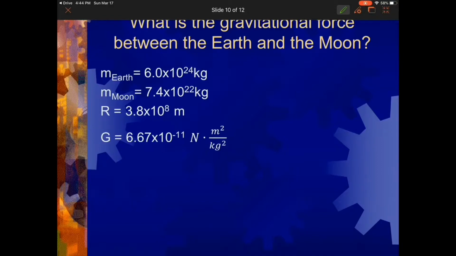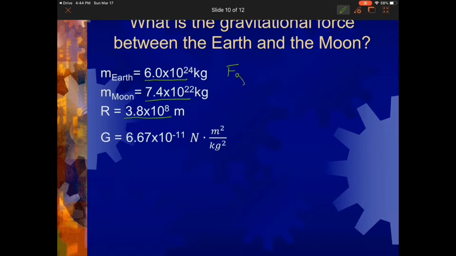So now let's use that very complicated equation. What's the gravitational force between the Earth and the Moon? If the Earth has a mass of 6.0 times 10 to the 24th, and the Moon has a mass of 7.4 times 10 to the 22nd, and they are 3.8 times 10 to the 8th meters away, we have all the numbers we need, it looks like.